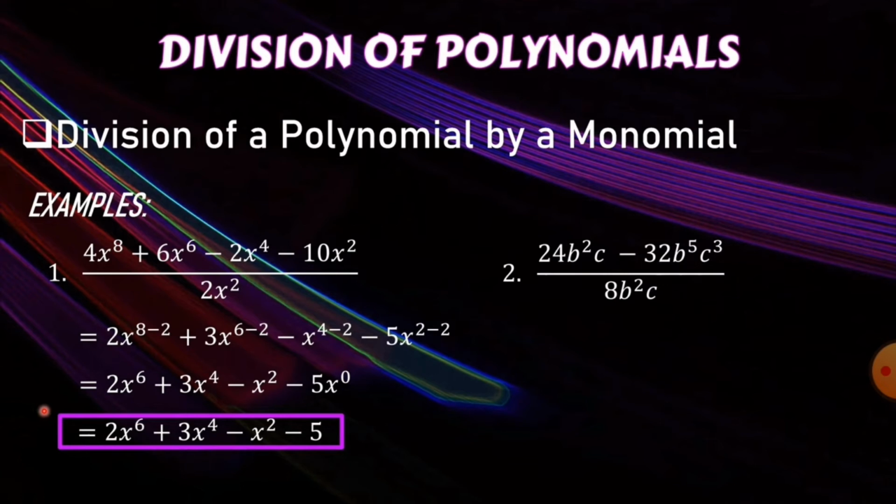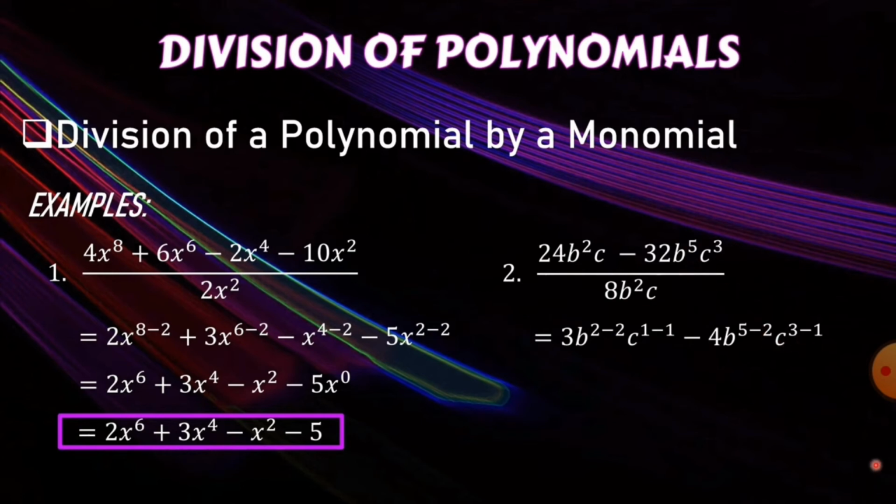squared c. Again, we have to divide each term by 8b squared c. So, first, we have to divide the numerical coefficient. Kaya nagiging 3, yung 24 nagiging 3 na lang. Yung si b, subtract the exponent, 2 minus 2, then c, 1 minus 1. And then, sa 32, magiging 4 na lang. So, negative 32 nagiging negative 4 dahil we divided it by 8. Then, for b, 5 minus 2, then sa c, 3 minus 1. Okay, so subtract the exponent.